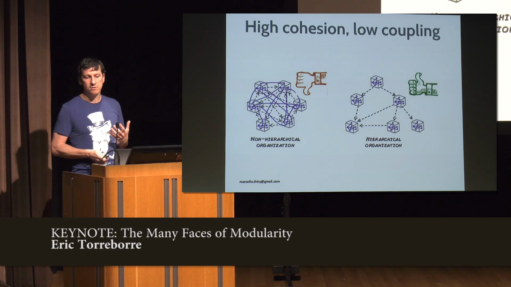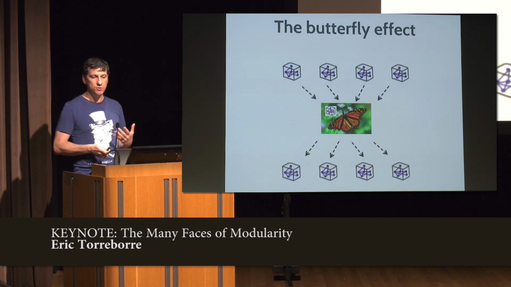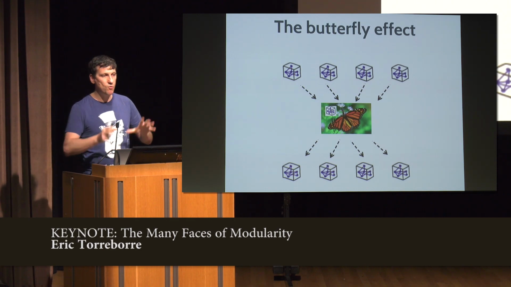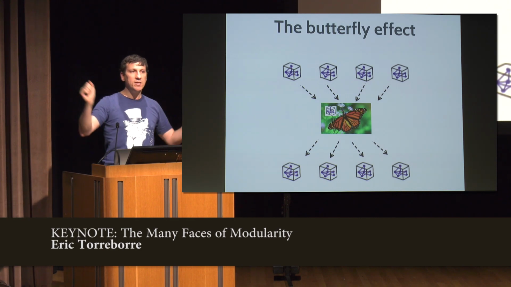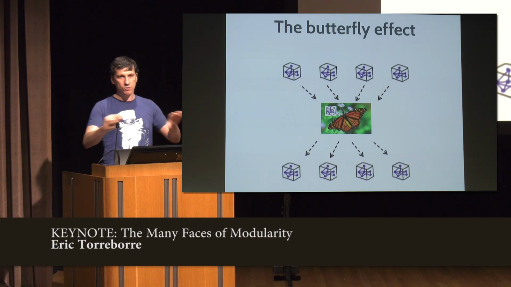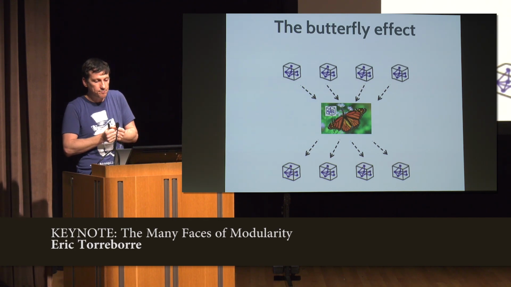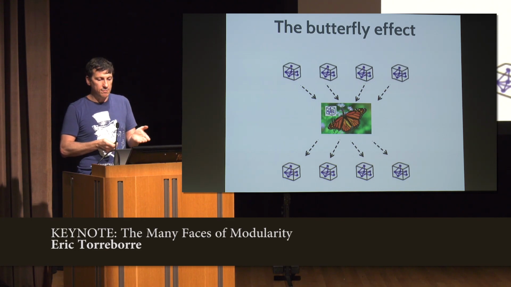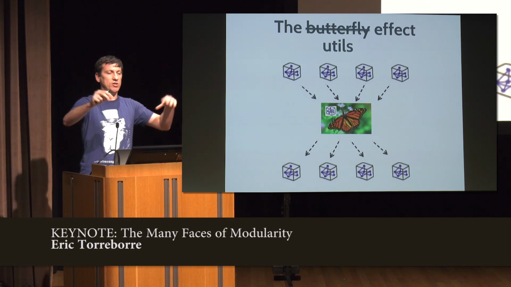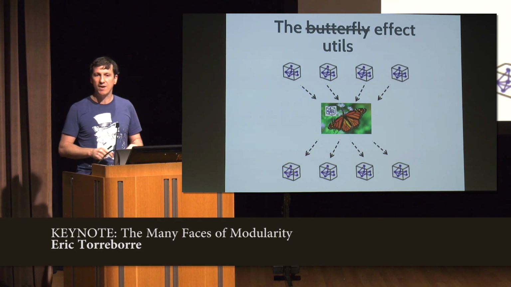Some symptoms of this that you might find is something that you can call the butterfly effect, where you have one component in the middle that everyone depends on. And possibly that component also depends on many things. And this makes your system very, very unstable. So sometimes you can call this the utils effect. Let's just put everything in that util package, it's fine.